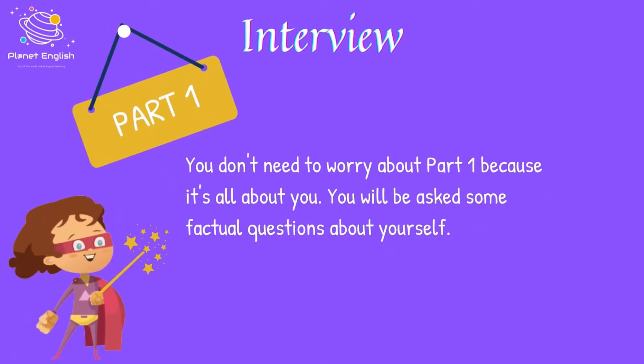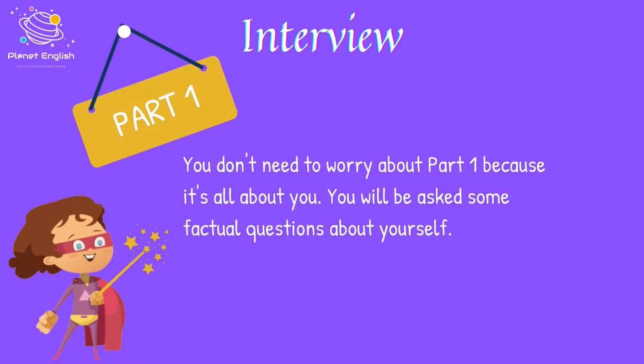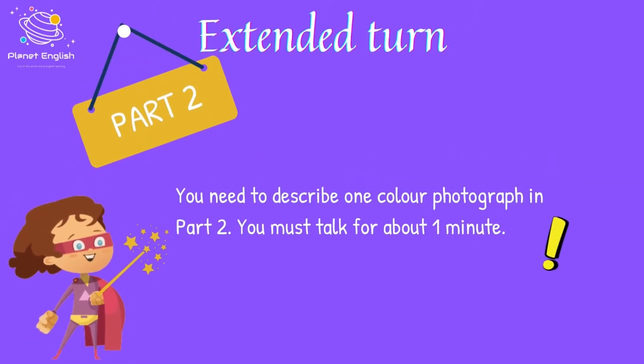Part 1 is the interview section. You don't need to worry about part 1 because it's all about you. You will be asked some factual questions about yourself. Part 2 is extended turn. You need to describe one color photograph in part 2. You must talk for about 1 minute.